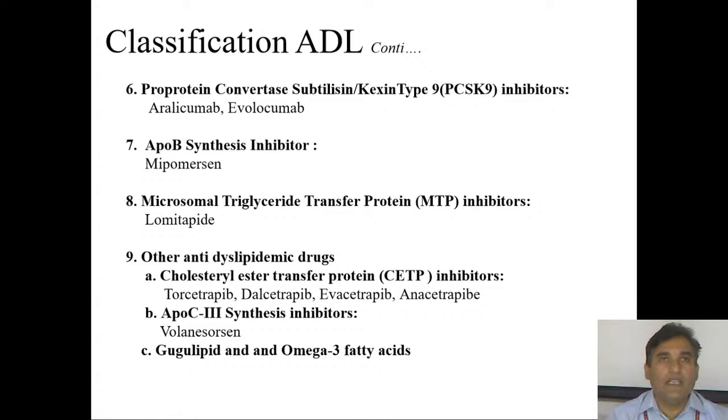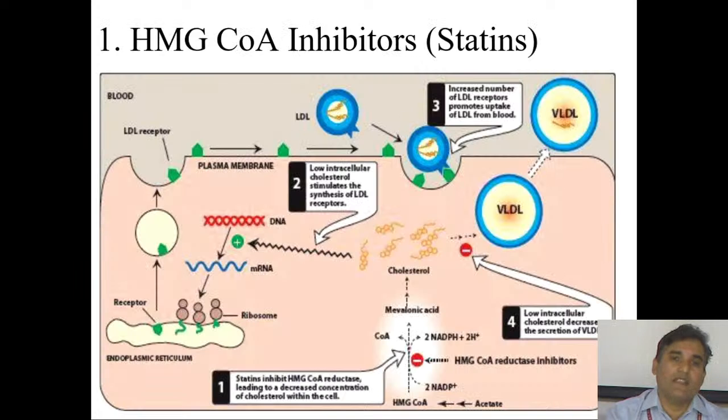And PCSK9 inhibitors are antibodies, alirocumab and evolocumab. The apoprotein B synthesis inhibitor is mipomersen. And the MTP inhibitor is lomitapide. Other drugs are CETP inhibitors, APOC3 inhibitors, and omega-3 fatty acids.